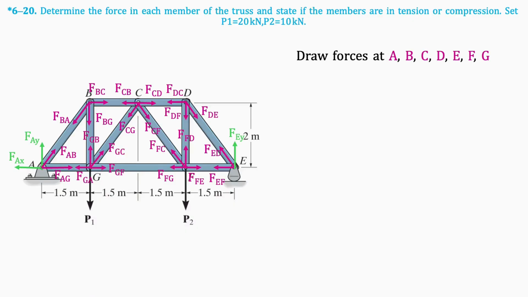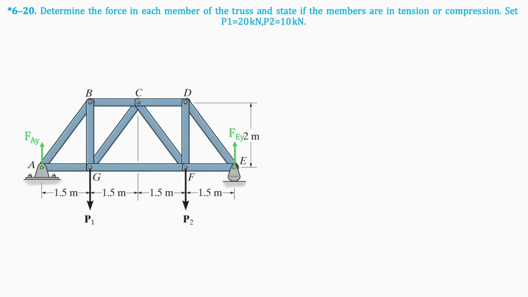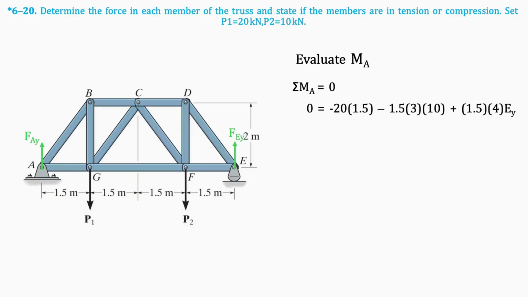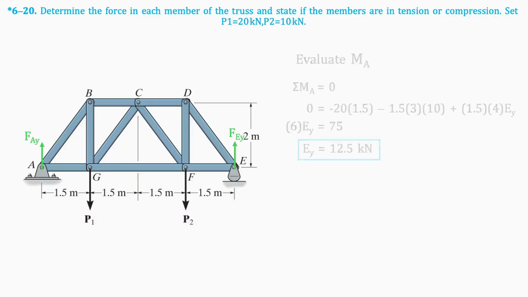At point E, there is a roller, so there is a reaction force perpendicular to the surface. And at point A, there is a pin, so we will have both X and Y component forces. Next, we'll solve for the force EY by taking the moment around point A. Looking only at P1, P2, and EY, we get the following equation. The result is that EY equals 12.5 kilonewtons.